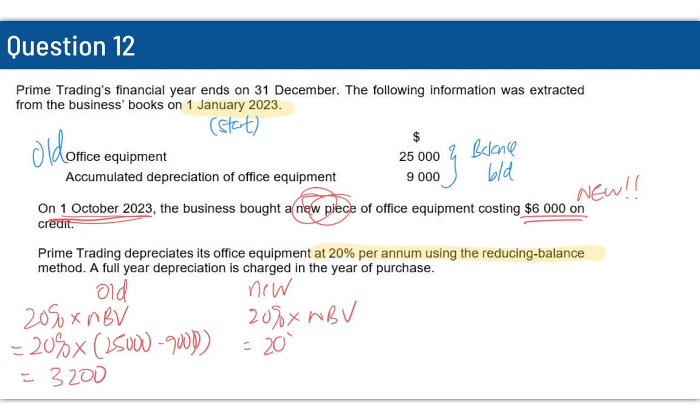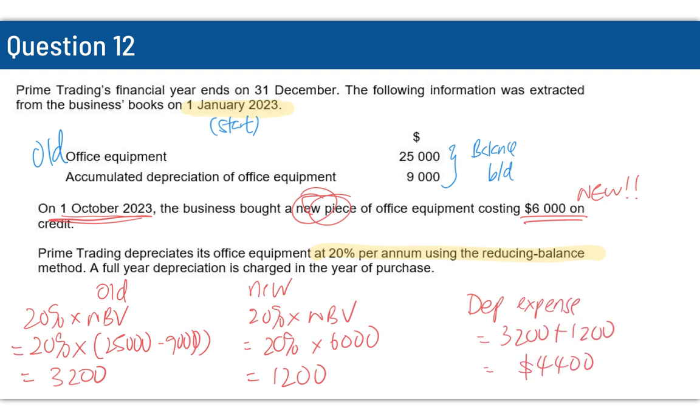And then for the new one, we are going to take 20% times 6,000. This will give us the depreciation for the new equipment. Then we need to add both of them together so that we can get the depreciation expense for the year. So just be careful when they buy a new one, just break them apart and then combine the calculation together at the end.